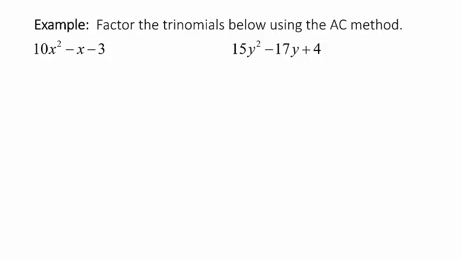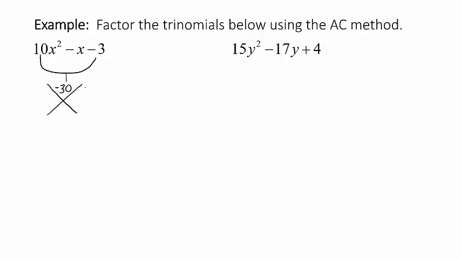When we have a leading coefficient that's not 1, we can use the AC method to help us out. So what is the first thing I need to do here? I need to multiply a and c together, right? Ax squared plus bx plus c. And what does that give me? 10 times negative 3 is negative 30.